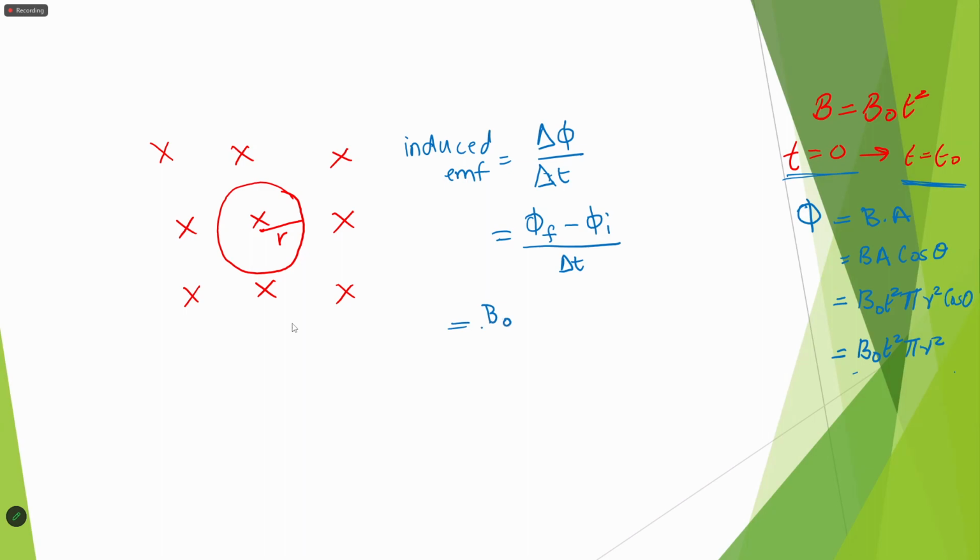B naught, instead of t square, for the final I will write t naught square, pi r square, minus phi initial, where I write t is equal to 0. I will substitute t is equal to 0 here, which will make it 0, correct? Divided by delta t. What is delta t? t naught minus 0, which is t naught, correct?